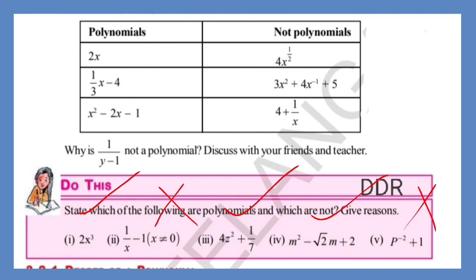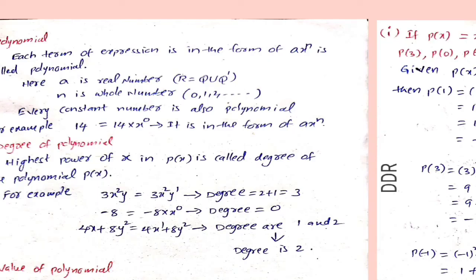So the second and fifth are not polynomials. The remaining three are polynomials. Here, every constant number is also a polynomial. For example, 14 is a constant number. I can write 14 as 14 into x to the power of 0. So it is in the form of ax to the power of n, and here n is a whole number. So a constant number is also a polynomial.